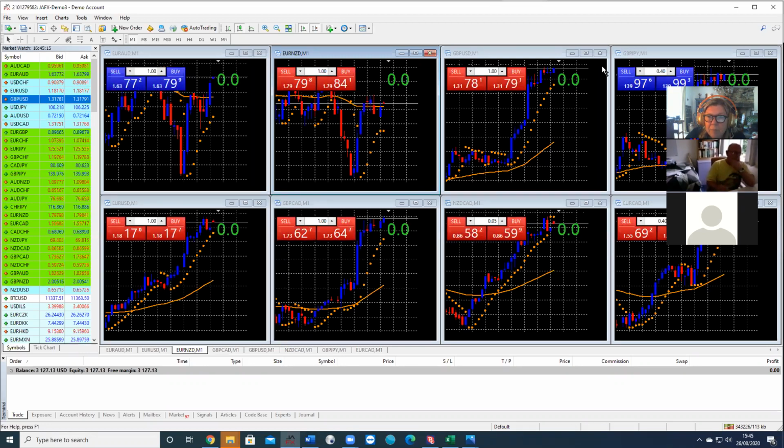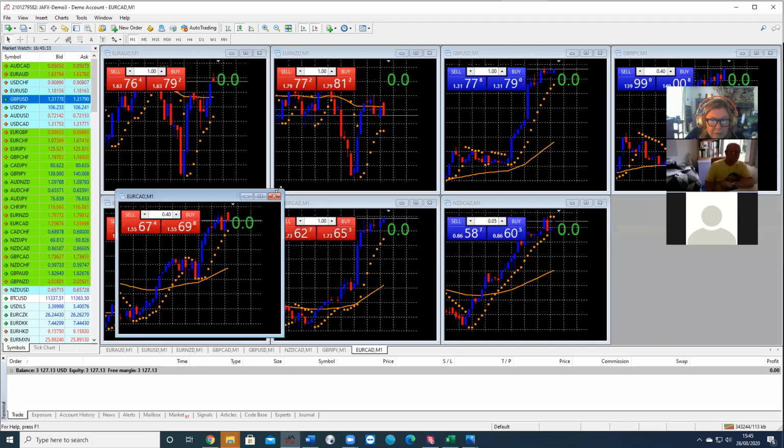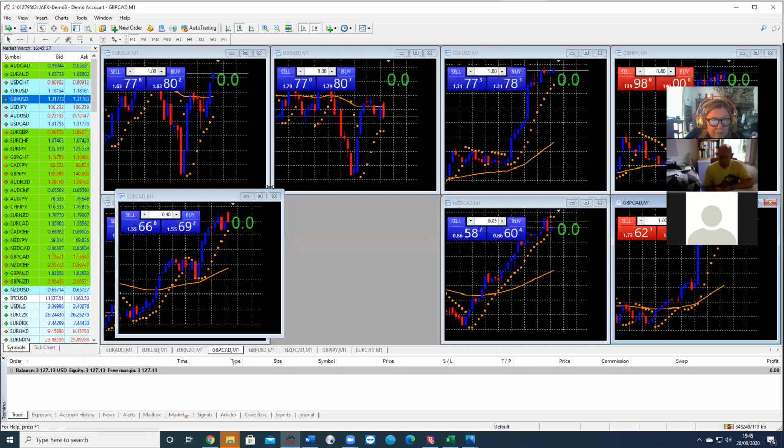And I put the correlating pairs, I haven't done it today, but you can see I've got Euro USD, Euro AUD, Euro NZD, and there's Euro CAD over here. It's got slightly out of sync. And then I just save a template because I happen to like the 62 and I put the SAR flip on. It's just something historically I've done.